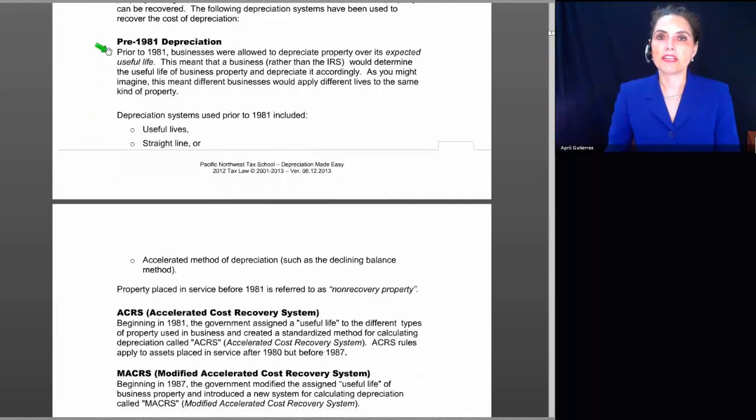Firstly, we have the pre-1981 depreciation, and pre-1981 would be pre-Reagan, because there were some big changes that came in during Reagan's first term, and they started in 1981. Prior to 1981, businesses were allowed to depreciate property over its expected useful life, and this meant that the business, rather than the IRS, would determine the useful life of business property and depreciate it accordingly. As you might imagine, different businesses would apply different lives to the same kind of property.